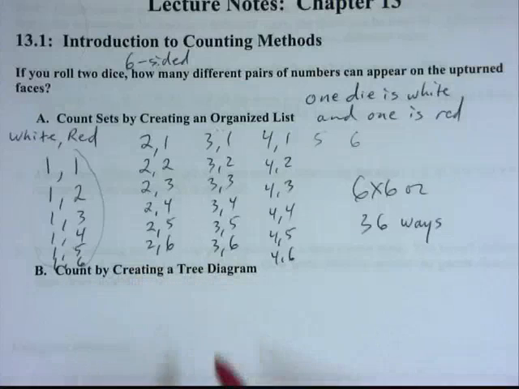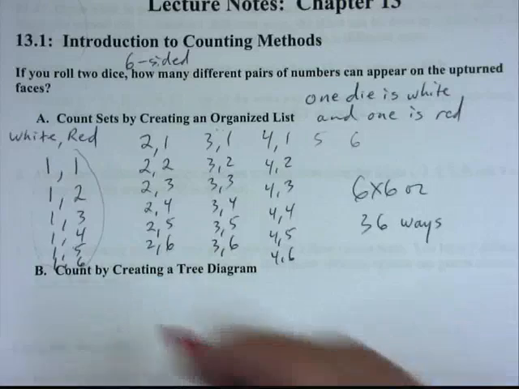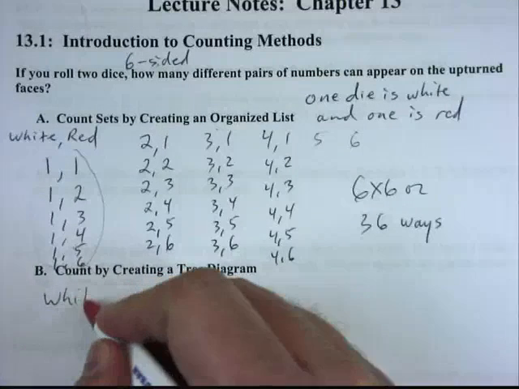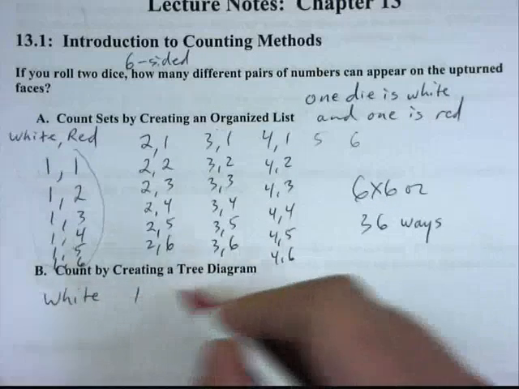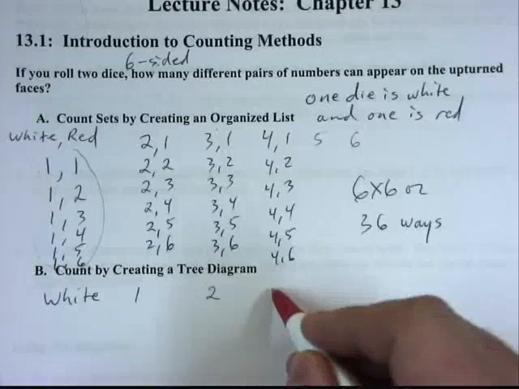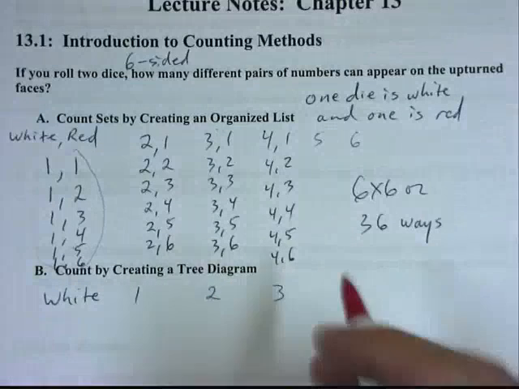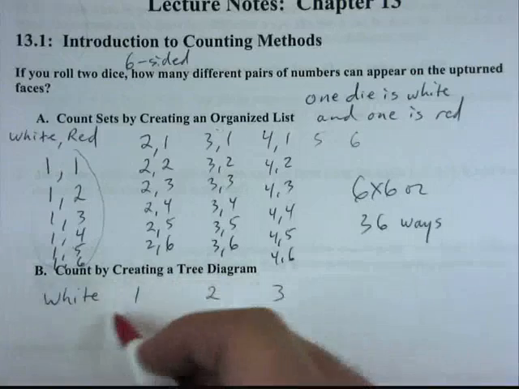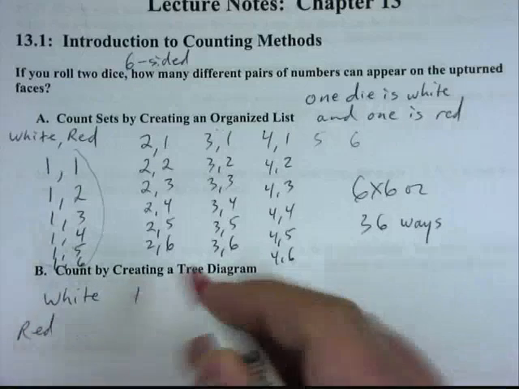But let's look at creating a tree diagram. And for a tree diagram, what we're going to do is say, all right, let's take a look at the different possibilities for white. It could be 1, 2, 3, 4, 5, 6. And then let's look at what's happening with the red.